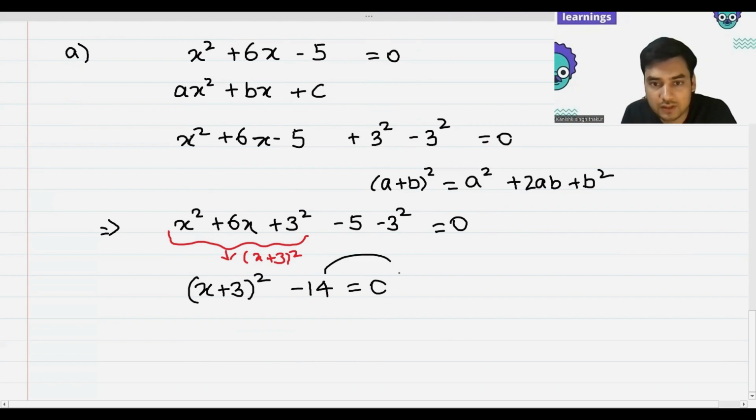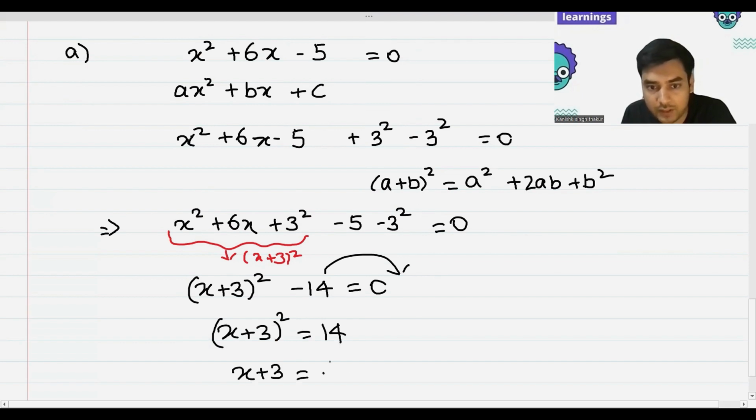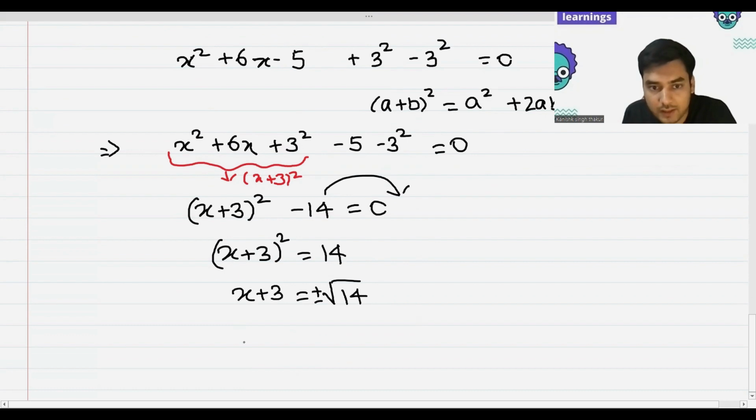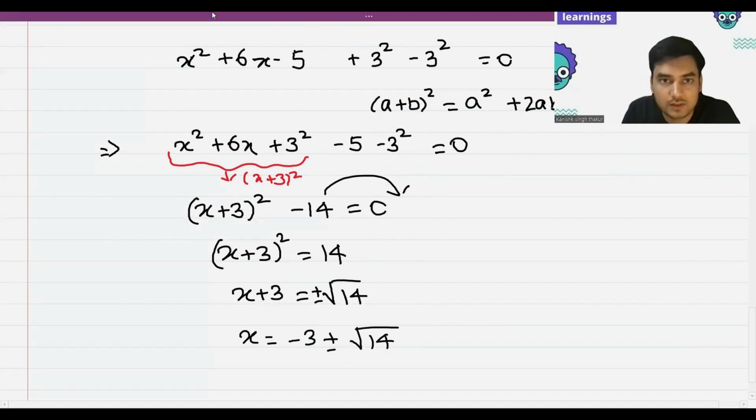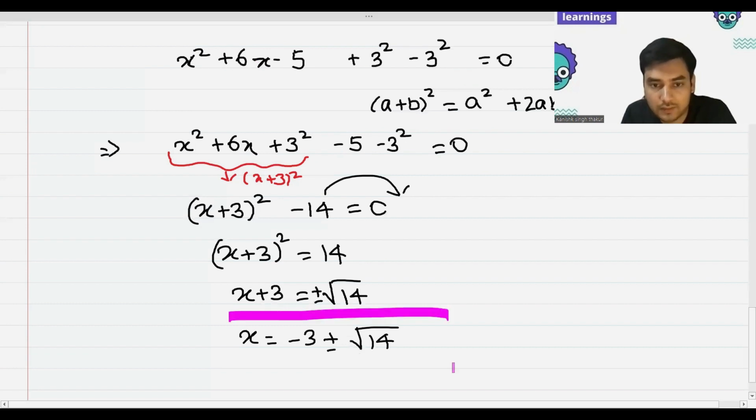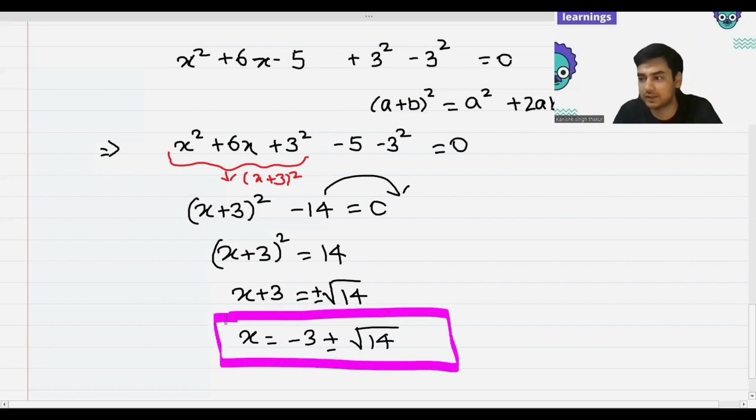Now you'll shift this 14 to the other side. Minus 14 will become plus 14. So x plus 3 whole square will be equal to 14, right? And x plus 3 will be what? It would be plus minus under root of 14, isn't it? And x would be what? Minus 3 plus minus under root of 14. So this is it, and here you get x equal to minus 3 plus minus root 14.